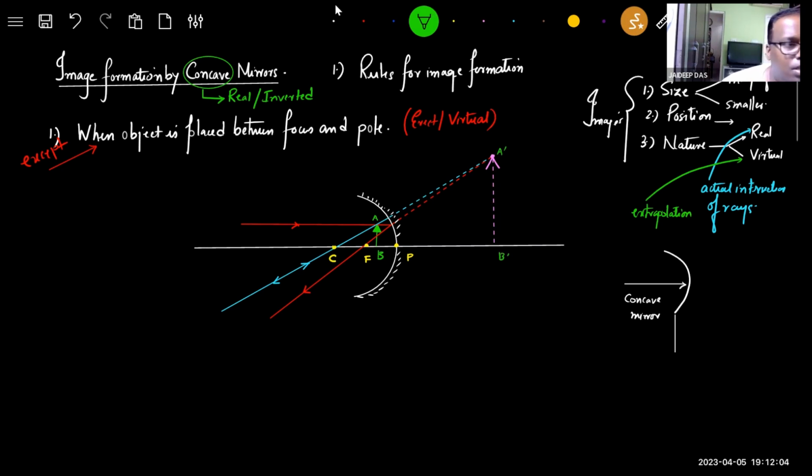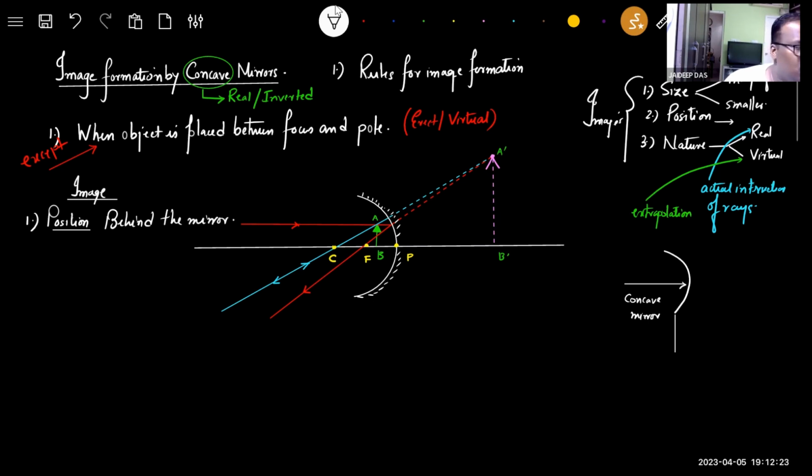So let us now comment on each thing. Let us now comment on each thing. Number one, let's say first we comment on position. And we are commenting everything for the image. We have to comment this for every formation. Position: we will write behind the mirror. Behind the mirror, just like a plane mirror. Number two, we talk about size. We'll say enlarged. Enlarged, or you can use the word magnified, magnified.